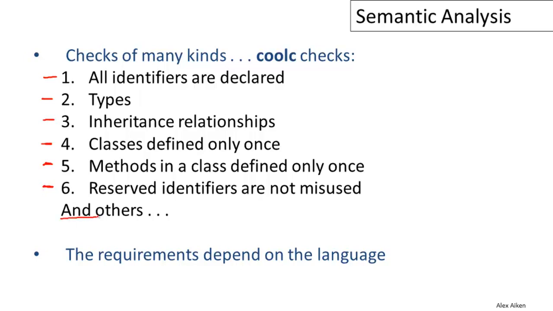And actually, this list is not even complete. There are a number of other restrictions, and we'll be talking about all of those in future videos. The main message here is that a semantic analyzer needs to do quite a few different kinds of checks. These checks will vary with the language. The kinds of checks that the Cool compiler does are pretty typical of statically type-checked object-oriented languages, but other families of languages will have different kinds of checks.